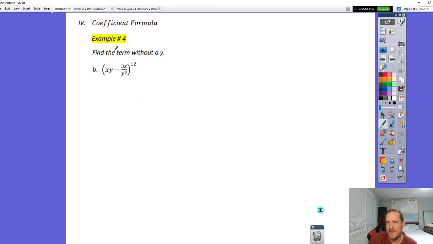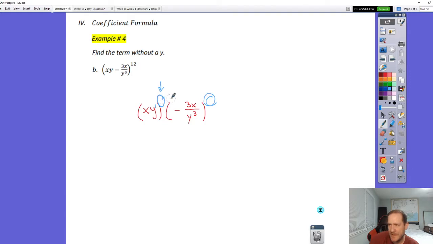So this is a funny one. It says find the term that doesn't have a y in it. So you got to think this through a bit. We're going to have this xy, right? But we're also going to have the negative 3x over y cubed. So that seems to say that when this power is 3 times bigger than this power, you'd have 3 times 1. This would be 1 times 3. You'd get them to cancel. You'd have equal y's in the numerator as y's in the denominator.